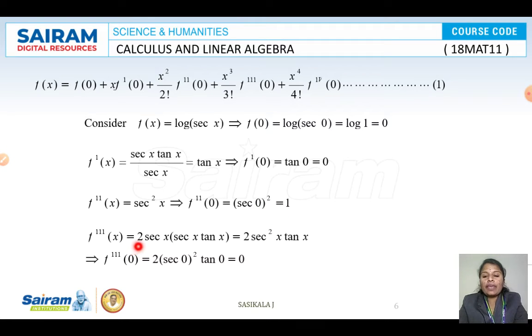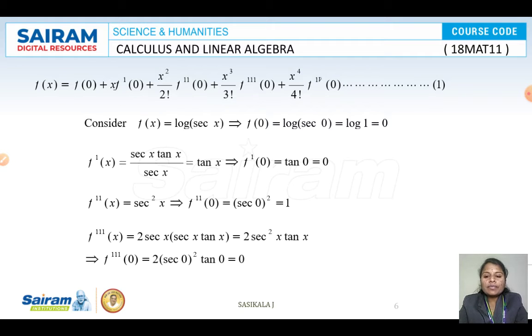And f'''(x) is 2 into x power n formula, right? So, n into x power n minus 1, 2 into secant x. Again, secant x differentiation will be secant into tan. So, we will have 2 secant squared x into tan x. So, f'''(0), immediately you can substitute, and it will also go to 0.